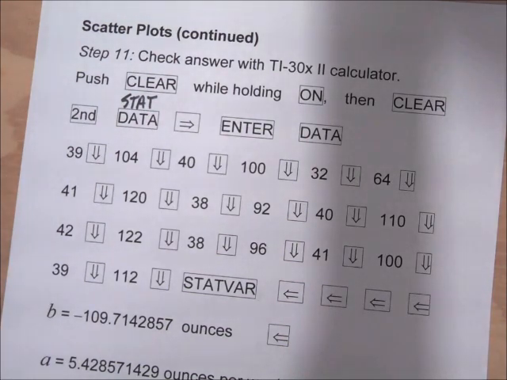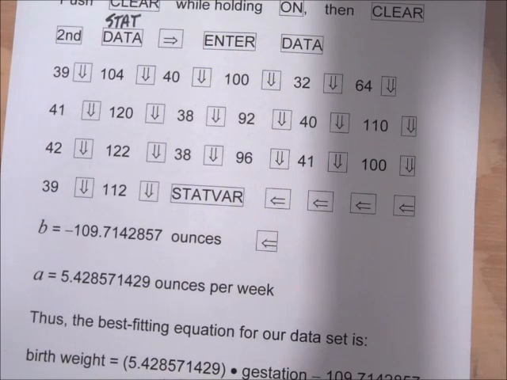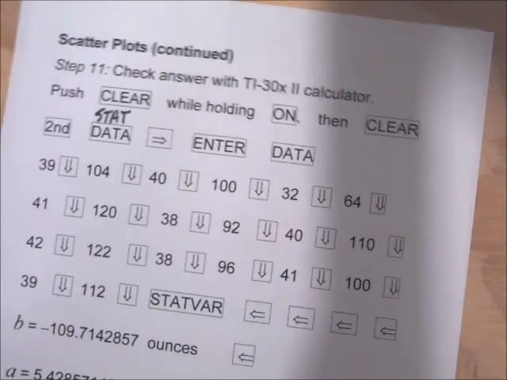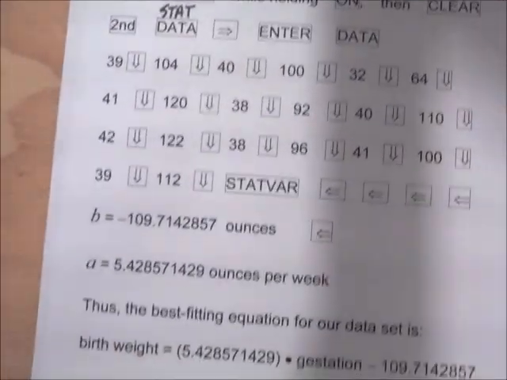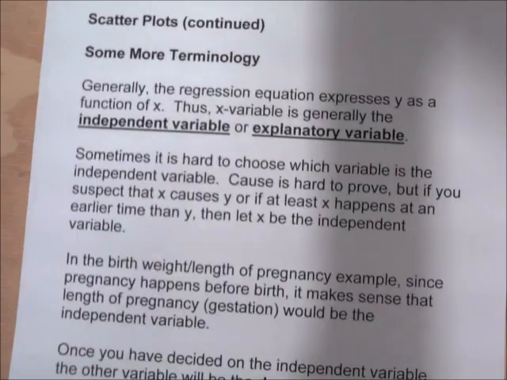And our slope is a little off. We had 5.3 for a slope, so our slope is off. So if we use these numbers here, our equation becomes birth weight is, instead of 5.3 times gestation, 5.42857, etc. times gestation, and we'll get more accurate predictions. We'll get into more on this way of doing it in a different lecture.